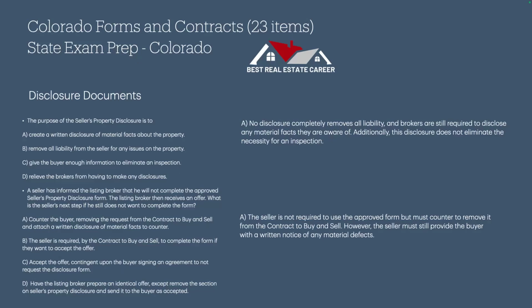It's A, and it says we've got to counter the buyer, removing the request from the contract to buy and sell and attaching a written disclosure of material facts, right? So we don't have to give this disclosure, but we do have to disclose material facts in writing. The seller is not required to use the approved form, but must counter to remove it. Because if we sign it, then we're agreeing to it. Anything that we sign, we agree to do. So we would just counter that one thing.